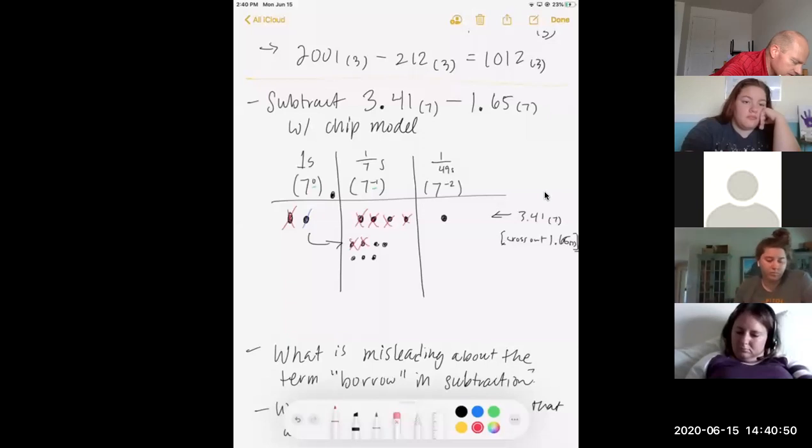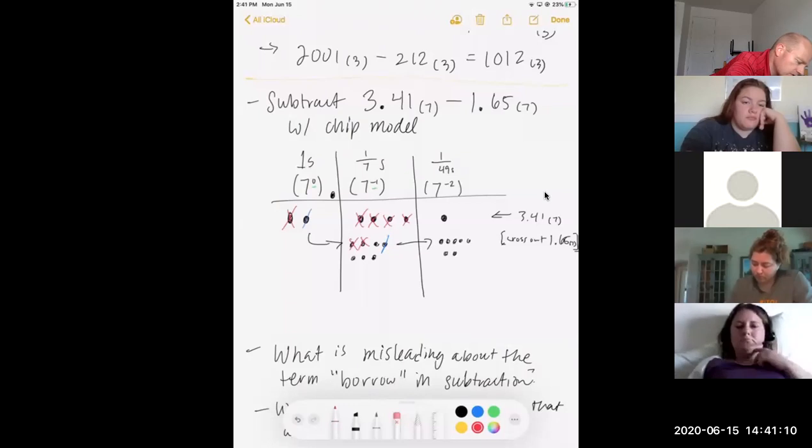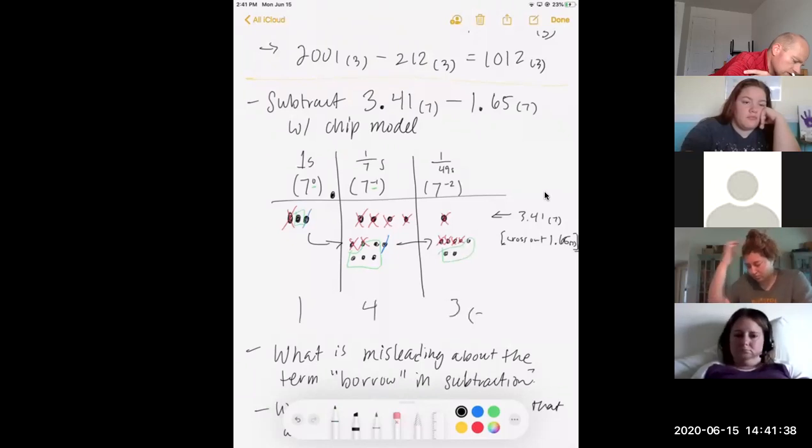And then in the 49th place, we're gonna need to cross out 5 49ths. And we have just 1 there, so we need to also cross one of these out and give 7 of these here. And then we're gonna go ahead and cross out a total of 5 of those. So what we have left over is, hold on, I didn't draw 3 in the beginning. Nobody caught me on that. Okay, there's 1 of those, 4 of those, and 3 of these. Okay. We have 1, 4, 3, 7. Does everybody concur with that?